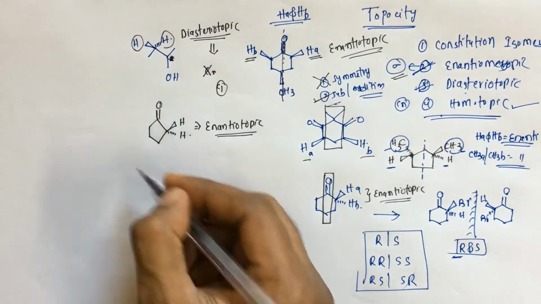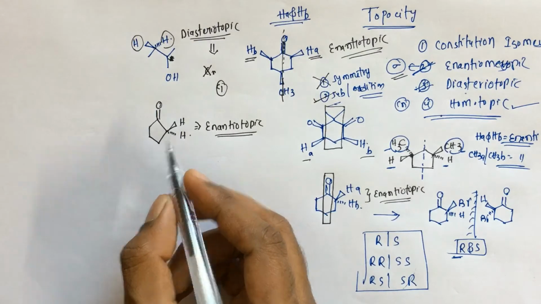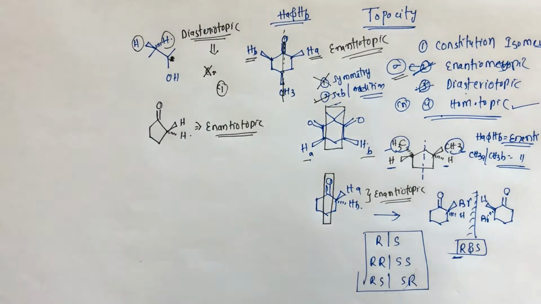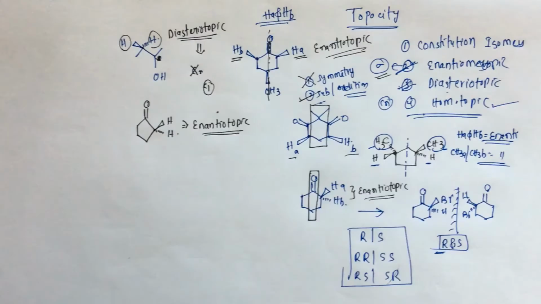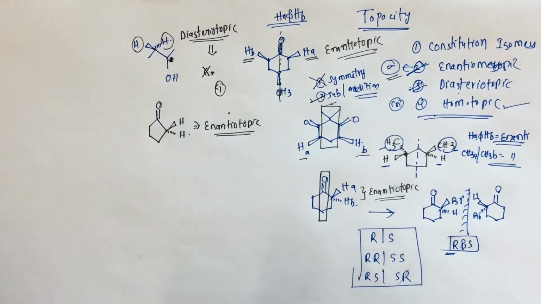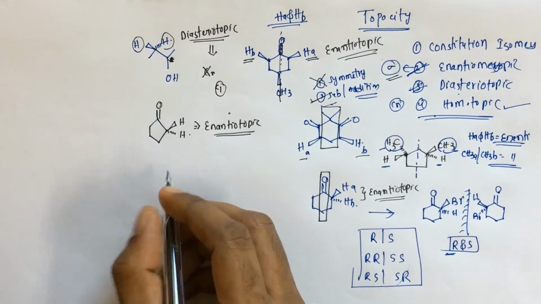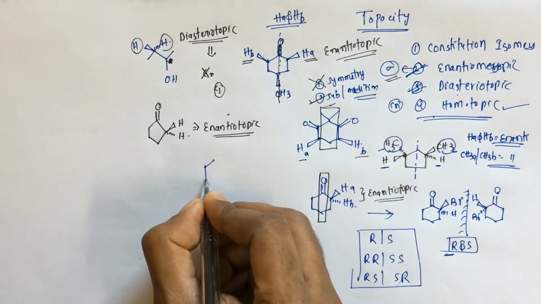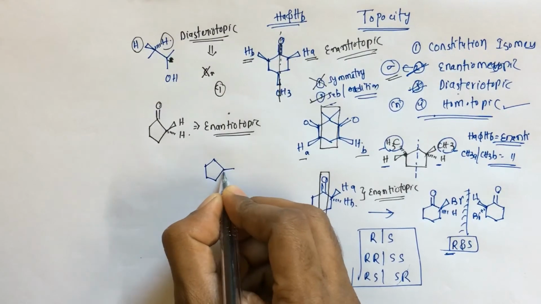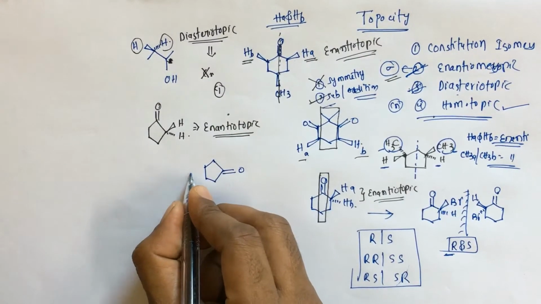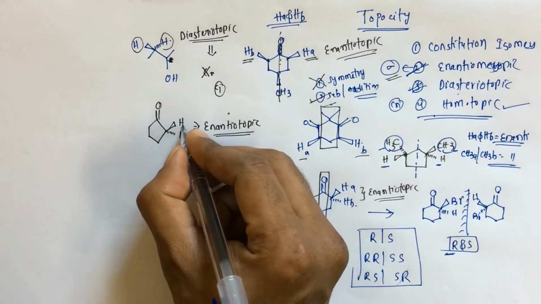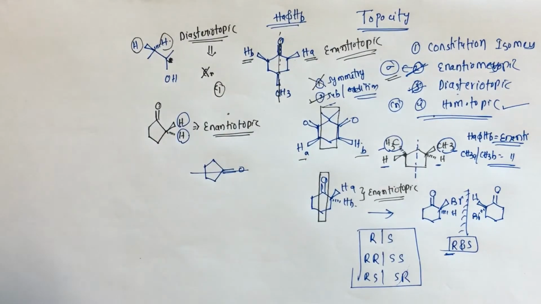Because a plane of symmetry is present in this. So here also we have a plane of symmetry. For your convenience, you can write it like this. So we can pass a plane like this. So we have a plane of symmetry. That's why these two hydrogens are enantiotopic in nature.